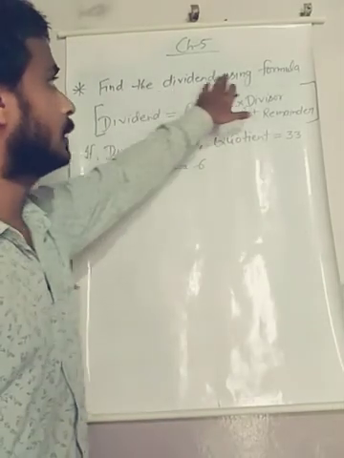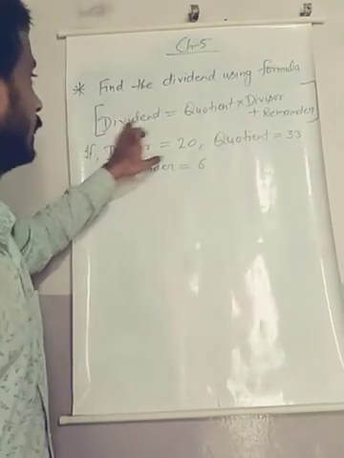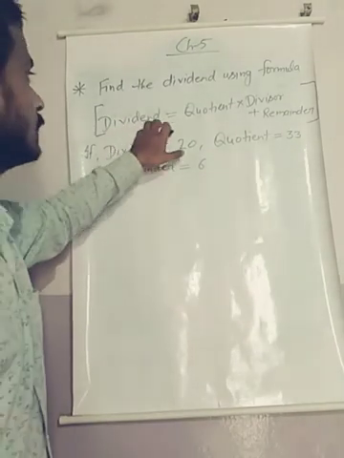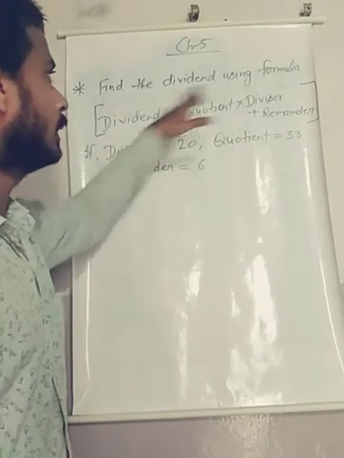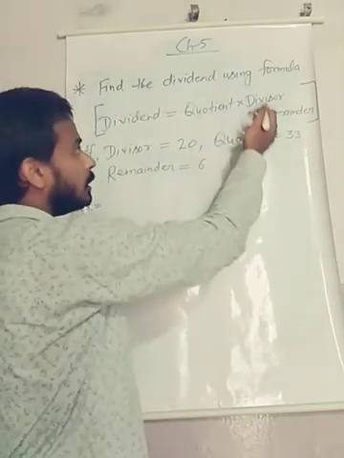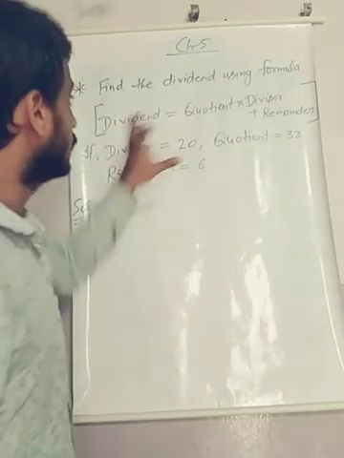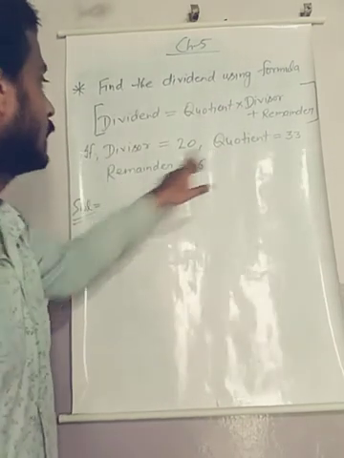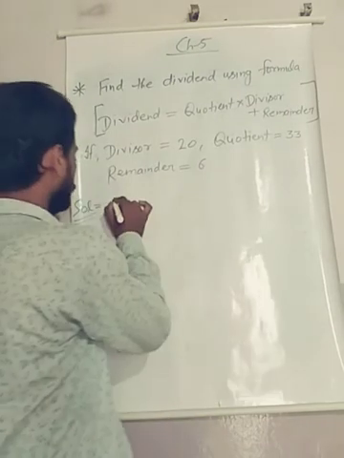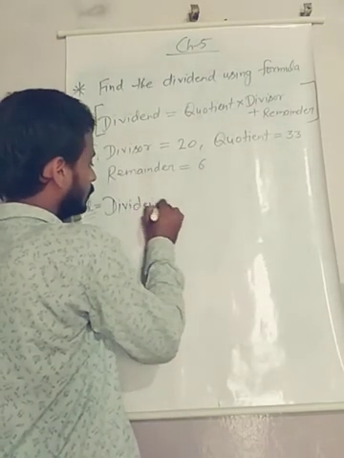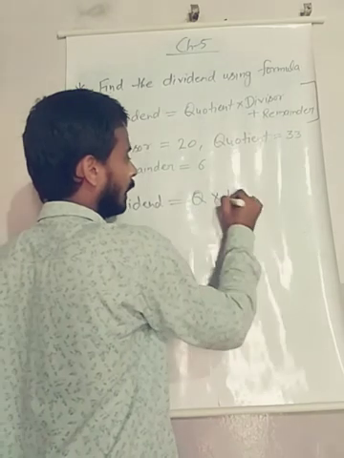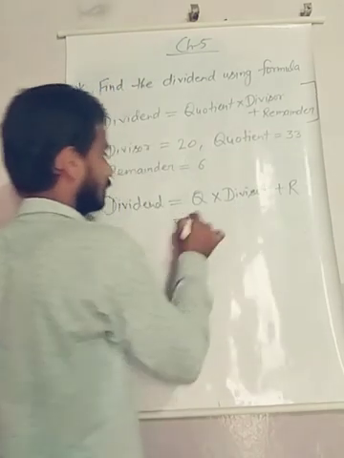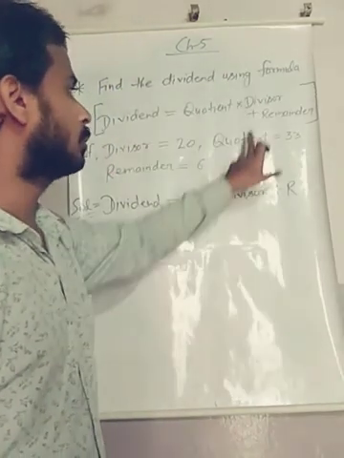Find the dividend using the formula: dividend equals quotient multiplied by divisor plus remainder. You know that with the help of this we can find quotient also. If dividend, divisor and remainder are given, we can find quotient or remainder with the help of this formula. But in this question we will have to find the dividend, because divisor, quotient and remainder are given. So dividend equals quotient multiplied by divisor plus remainder.